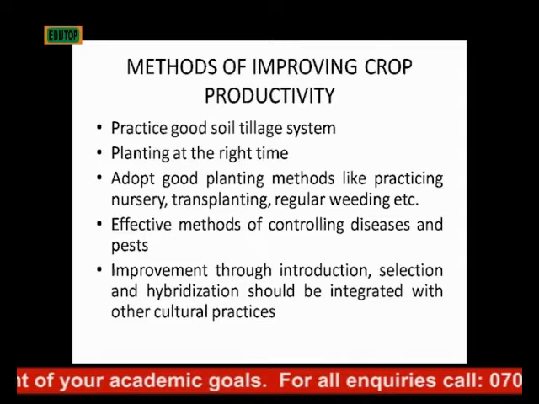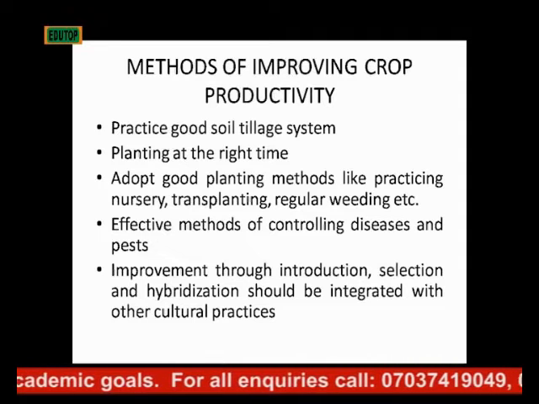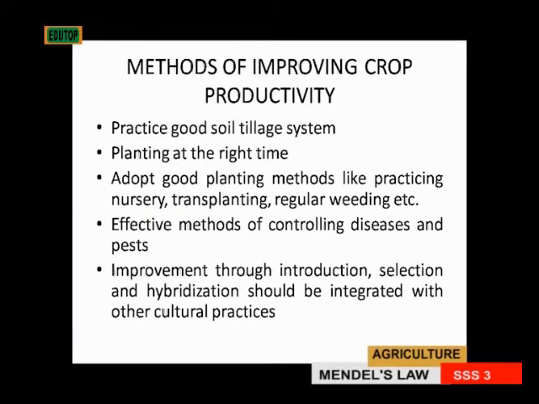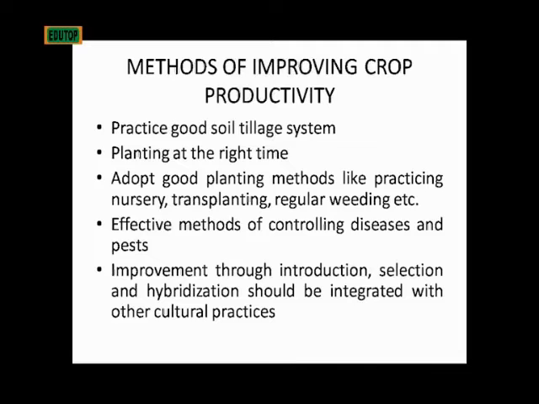Then effective methods of controlling diseases and pests. For instance, you use herbicide, you use pesticide, or sometimes you even plant early so that you can harvest early before the invasion of the pests. So those are the ways to improve your crop productivity. The next is improvement through introduction. Like I've explained crop improvement earlier, you can improve your crop through introduction, selection, and hybridization or breeding, which should be integrated into other cultural practices.